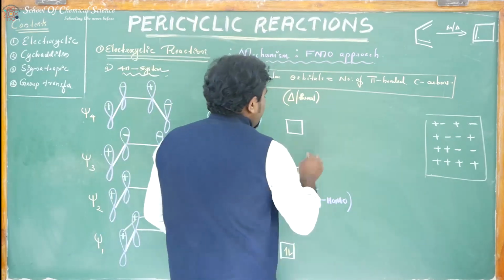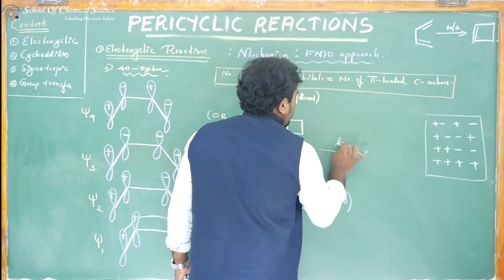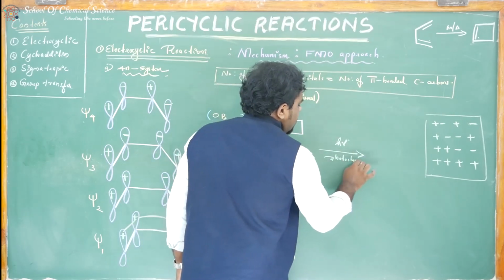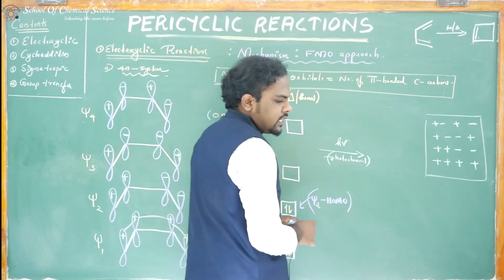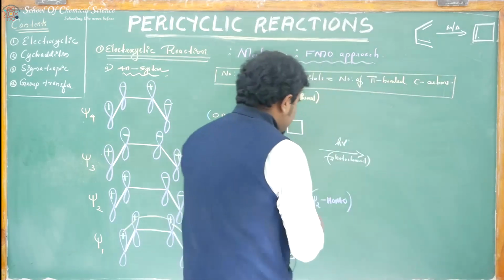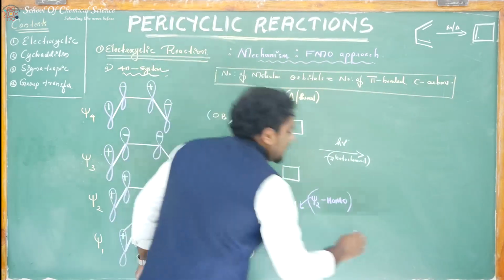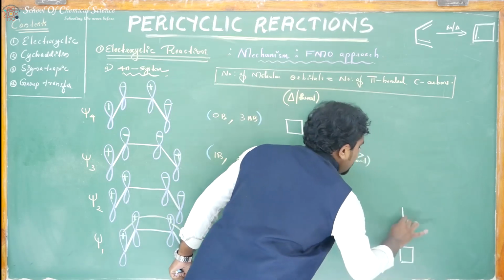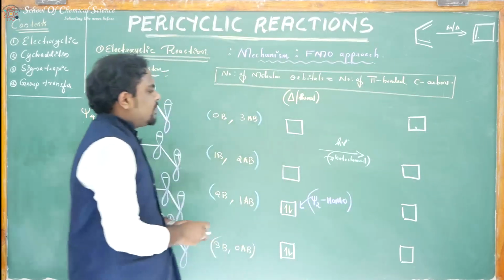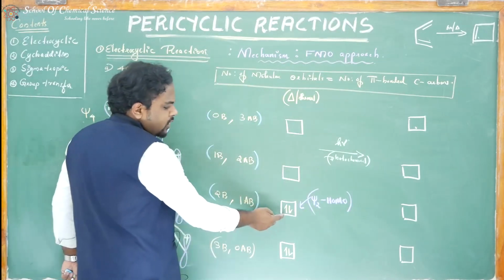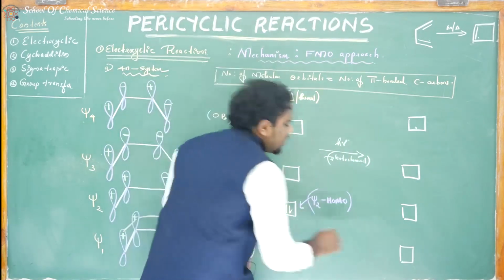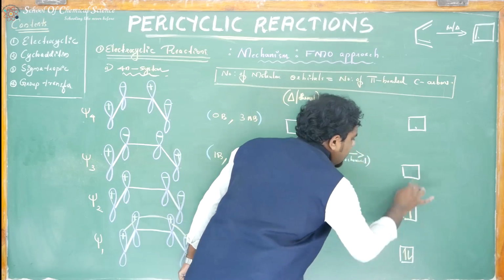Then you are giving photochemical condition, h nu. Light is irradiated. That means photochemical condition, and under photochemical condition, excitation of an electron takes place. These are the 4 molecular orbitals: psi 1, psi 2, psi 3, psi 4. Under photochemical condition, one of the electrons in psi 2 is excited to psi 3. So the electronic arrangement under photochemical condition is 1, 2, 3, 4.